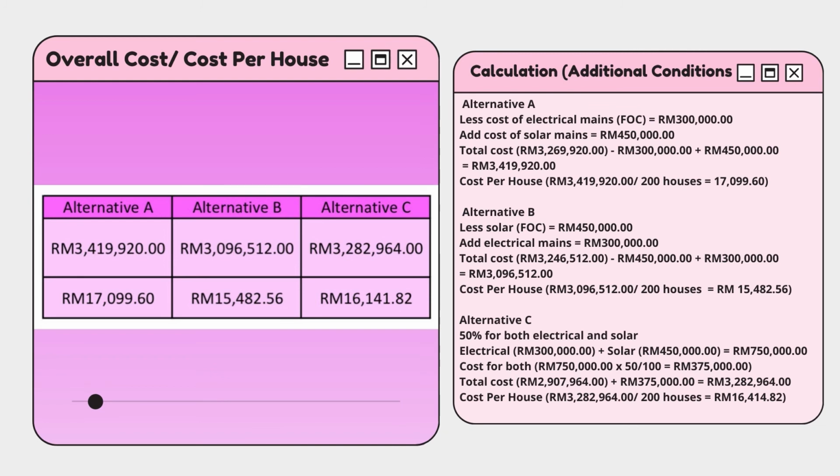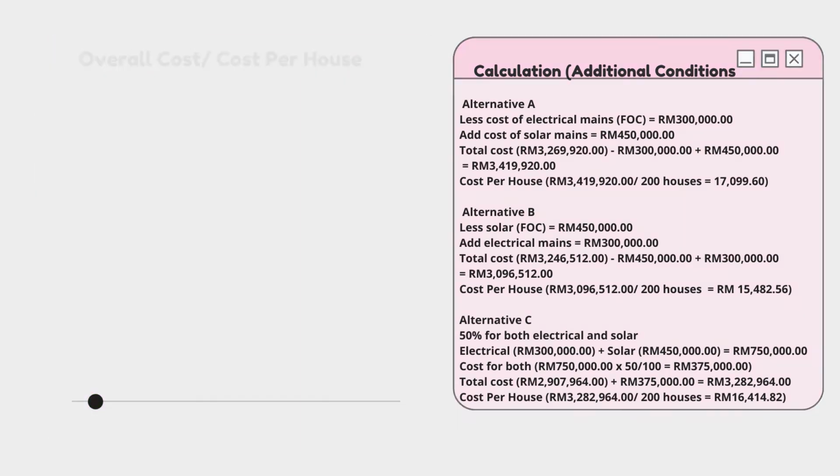Finally, for alternative C, 50% discount for both electrical and solar, where 300,000 ringgit and 450,000 ringgit are added together and it is then discounted to 50%, which equals 375,000 ringgit. The overall cost is 3,282,964 ringgit only after the discounts. The cost per house for alternative C is 16,414 ringgit and 82 cents only.